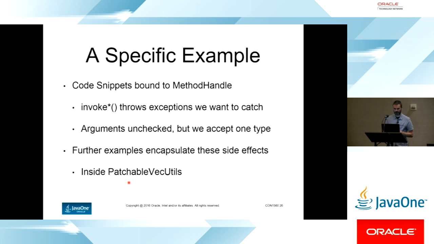Yes, very much so. For each platform, you'd have to provide separate code snippets for it to work. When you up the level of the API, it's where you can monkey around under the covers for each platform using this same technique. So code snippets are bound for a method handle, invoke throws exceptions we want to catch. Arguments are unchecked, but we check the types of the long fors and so forth like that. There are a bunch of examples we have in a class called patchable vector utils. Essentially, we need to provide factories for different platforms, and we'll work that out.